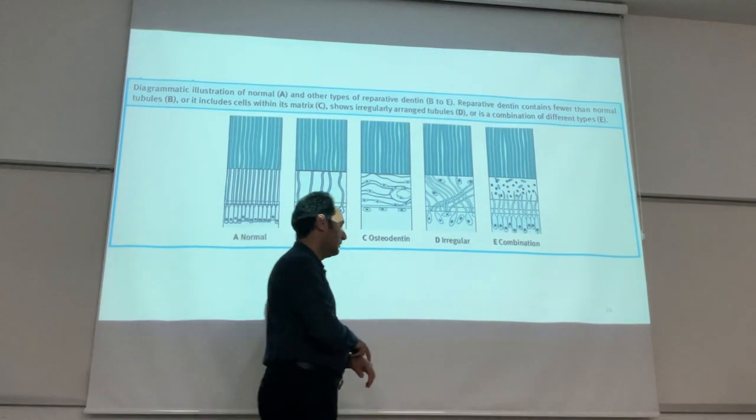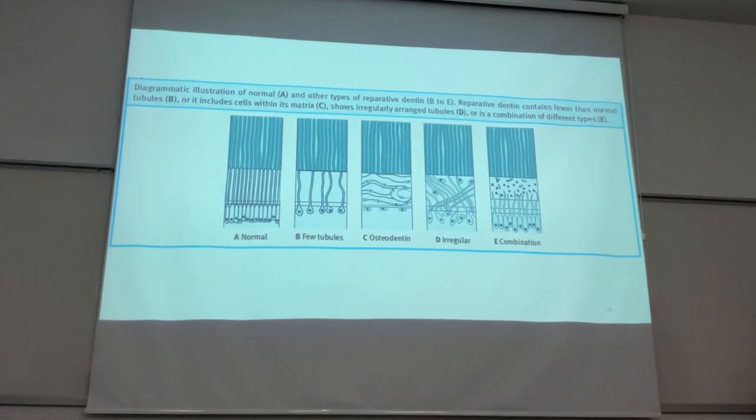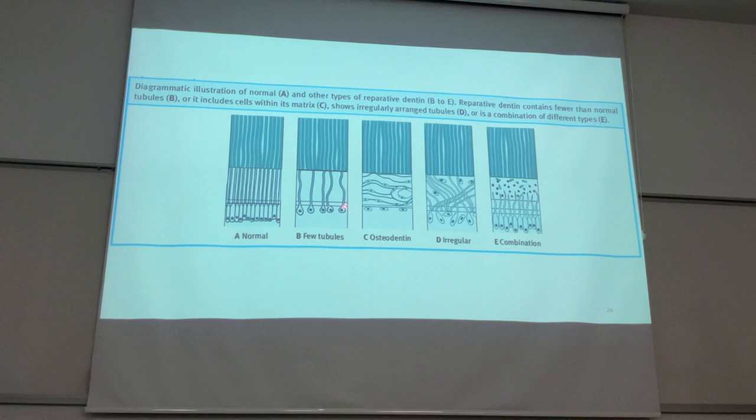Tertiary dentin in different conditions can be seen in different shapes. Sometimes, this is our normal shape. Here you can see normal shape, repetitive normal shape. In B part, you can see tertiary dentin with low amount of odontoblast, but this odontoblast have own process in normal way. But sometimes this odontoblast form dentin like this and not continue with the secondary dentin.